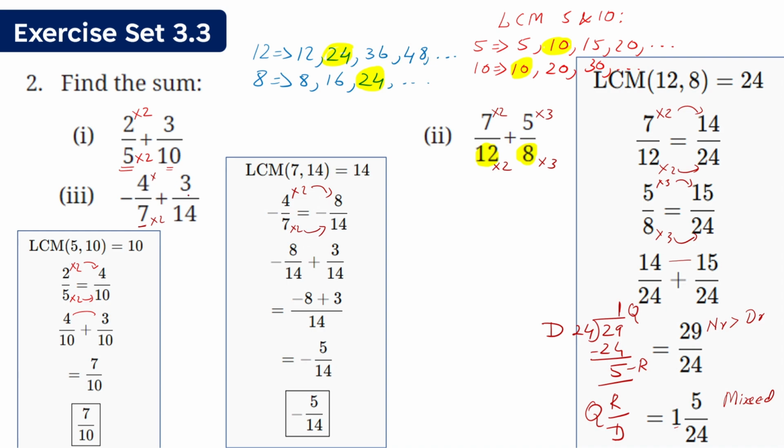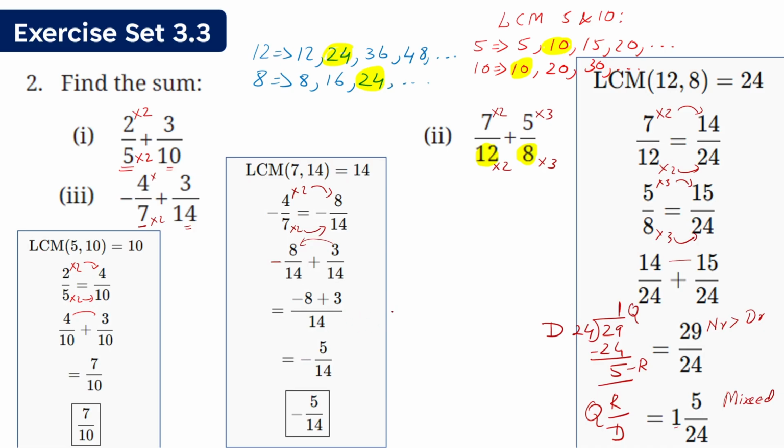I don't have to do anything with the second fraction because the denominator is already 14. So negative 8 over 14 plus 3 over 14. Because one number is negative and the other is positive, the signs are different. So when the signs are different, we subtract the smaller number from the larger and we take the sign of the larger number. So 3, if you subtract from 8, you get a 5. But since 8 is a larger number and it is a negative value, we take the negative sign.